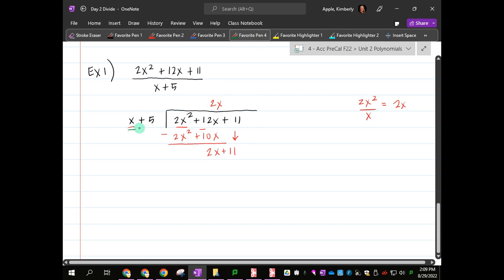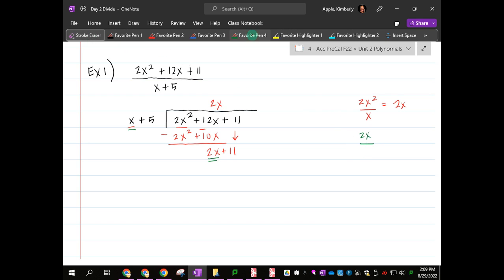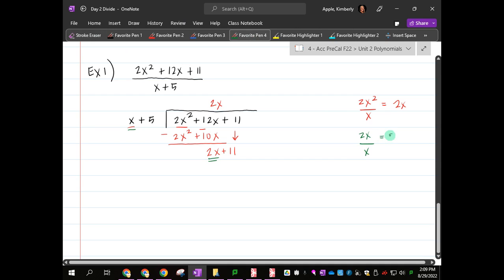I'm now going to divide the first thing into the first thing again. So this is my scratch work for that. 2x divided by x. It's just going to leave me with 2. So this is going here. Now I'm going to multiply. But this has two parts, so I'll distribute. 2 times x is 2x. 2 times 5 is 10. Subtract. 11 minus 10 is 1. There's nothing left to bring down. So this is the remainder, 1 divided by the original divisor.